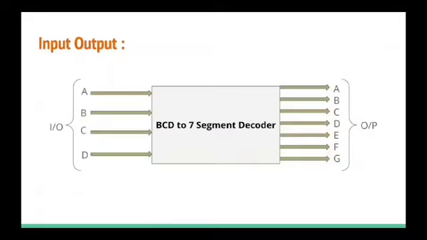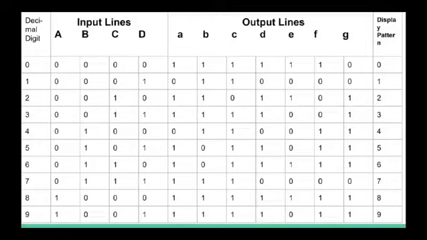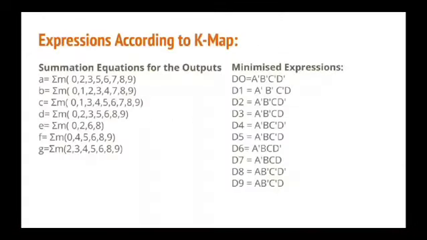As we know, in a 7 segment display there are 7 segments, so there are 7 segment outputs, and after that the display patterns from 0 to 9. These are the expressions according to the K-map, the summation equations and the minimized expressions according to which we are going to design our code.